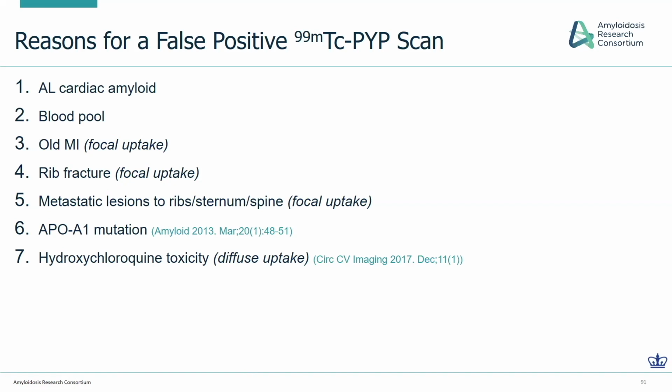Blood pool is the second most common, or maybe the most common, along with AL amyloid. And then there are reasons for focal uptake. We talked about, including a high rib fracture, metastases, and forms of cardiac amyloid that are not TTR can cause positive scans, as well as hydroxychloroquine toxicity. And the citations for those are noted here.